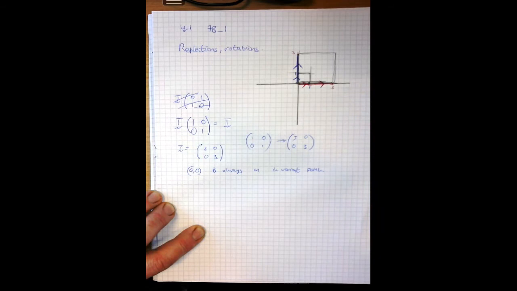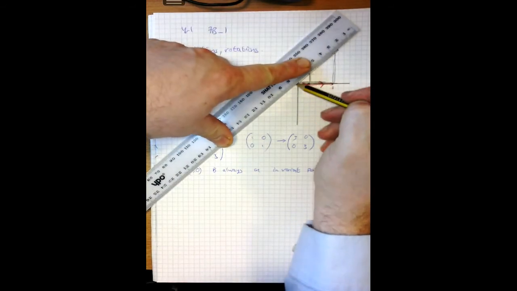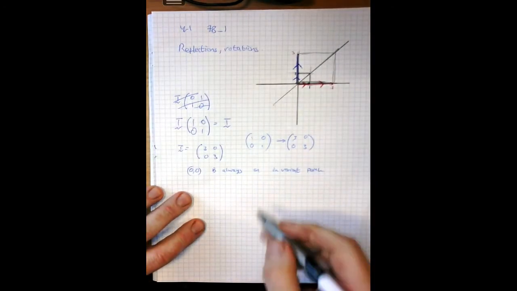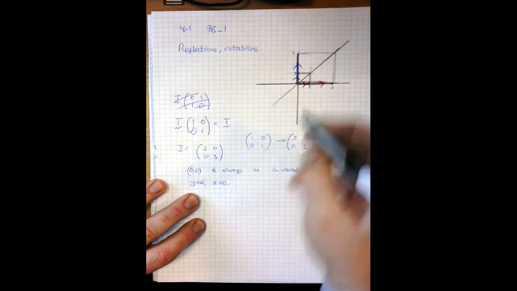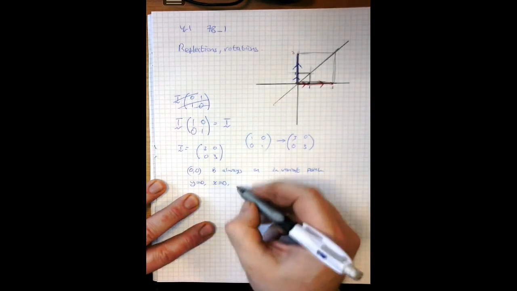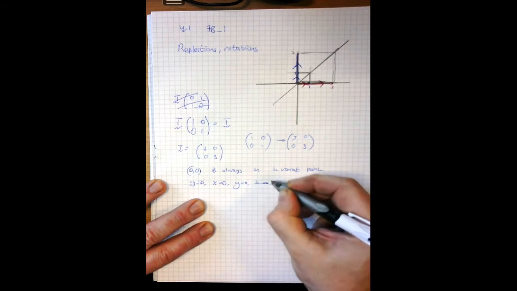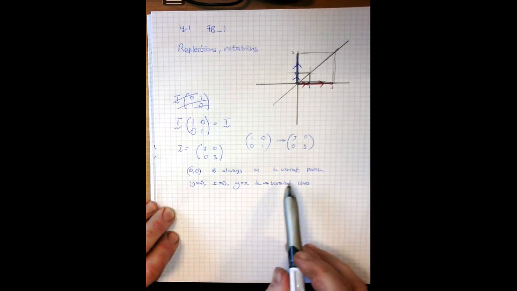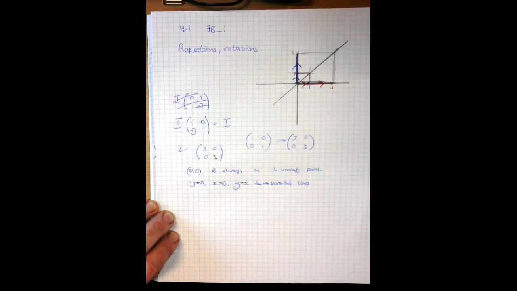But the line through the diagonal, well, that's still the same. So for this transformation, y equals 0, x equals 0, and y equals x are invariant lines. There's a lot more to be talked about with invariant points and invariant lines, but common sense says, looking at the diagram, they're the lines that haven't changed.